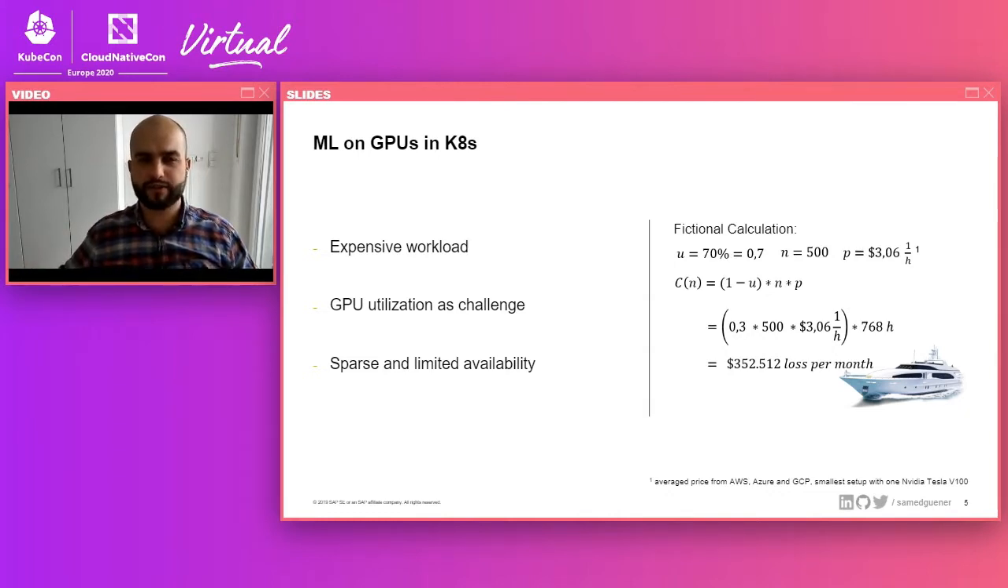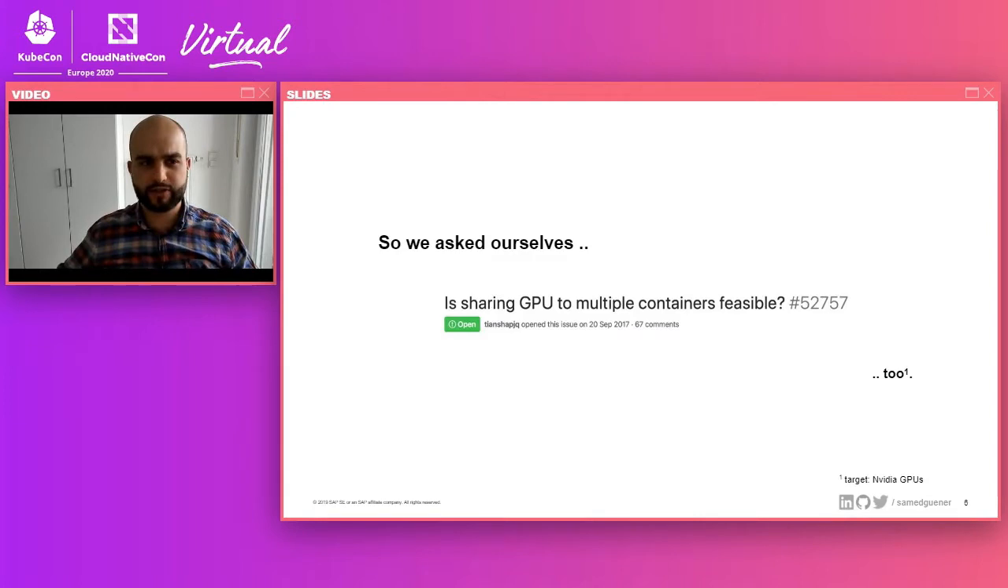So at SAP, we asked ourselves how we can improve the situation. Can we actually share a GPU to improve the situation? So we asked ourselves whether the sharing of GPUs in containers is feasible. In general, at SAP, we are using GPUs from Nvidia. And I think in the machine learning area, this is also widely adopted.